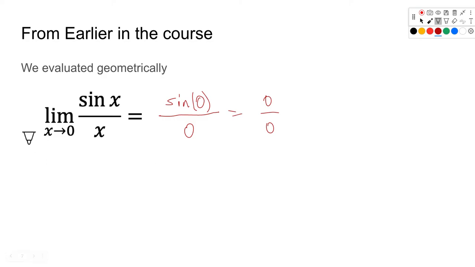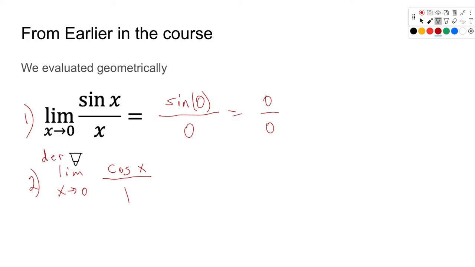So that was the first step, test it. Okay, it satisfies the premise. So now we're going to look at the limit as x goes to infinity of the derivatives. So what's the derivative of sine? Cosine. What's the derivative of x? 1.